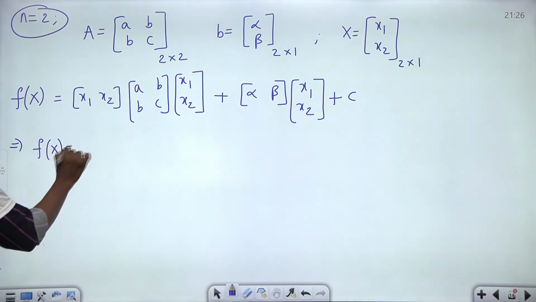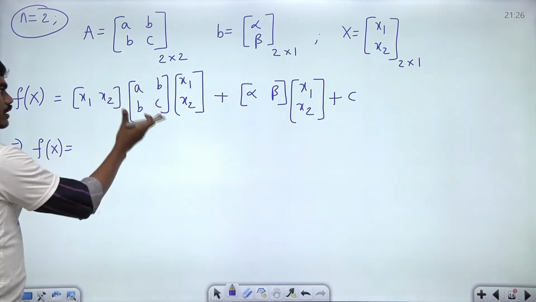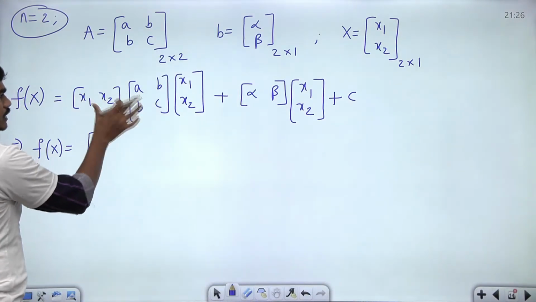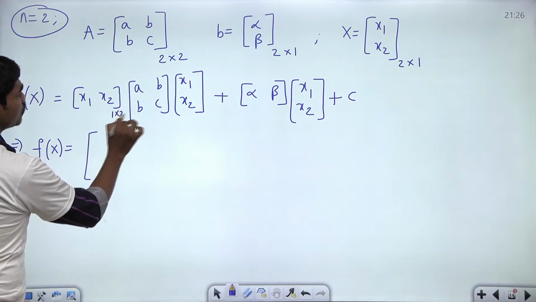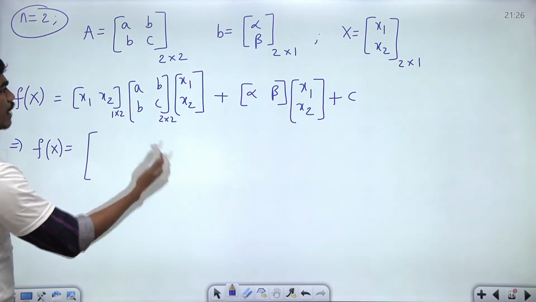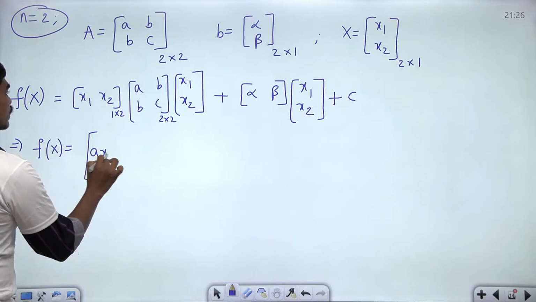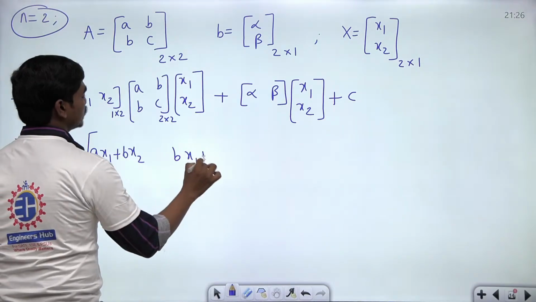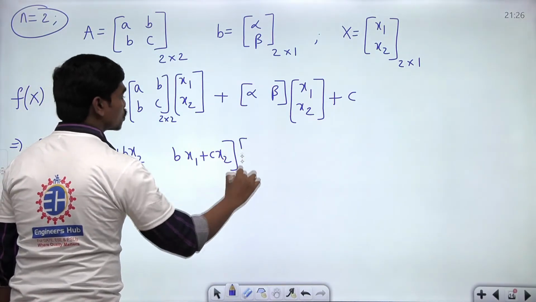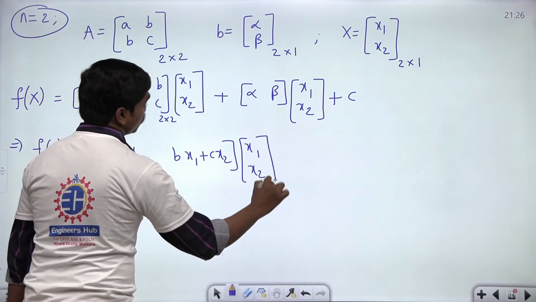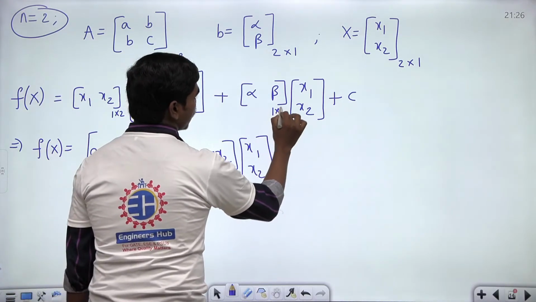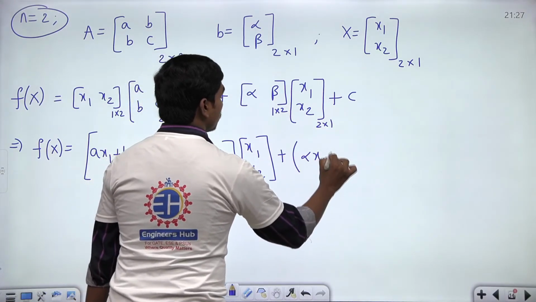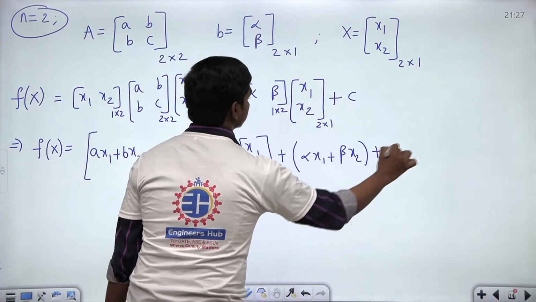Now, if you try to calculate the result of this, f of x is equal to, see carefully. You know matrix multiplication is associative, so you can multiply in any order. Let us suppose I am multiplying the first two matrices. This is of order 1 by 2 and this is of order 2 by 2, so we will be getting again a matrix of order 1 by 2. So Ax1 plus Bx2 is the first element, and of course Bx1 plus Cx2 is the second element. To this we have the multiplication of x1 x2, plus here this is of order 1 by 2 and this is of order 2 by 1. If you multiply these, we have alpha x1 plus beta x2 plus constant.